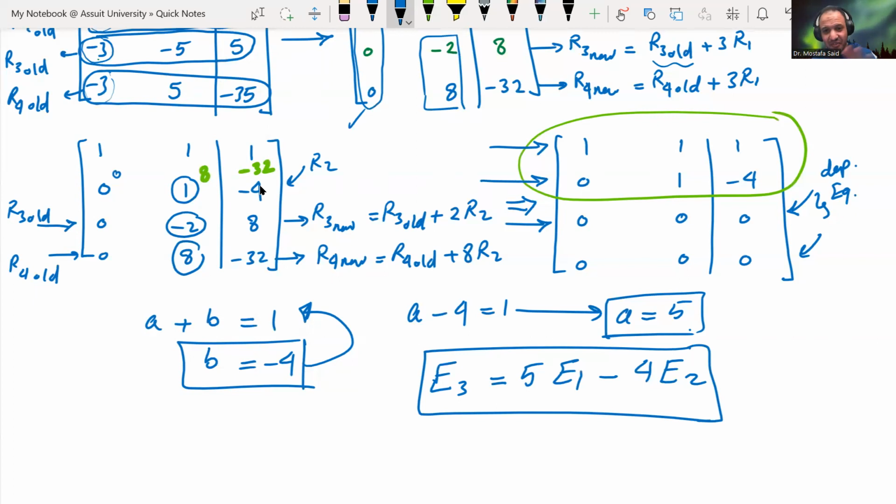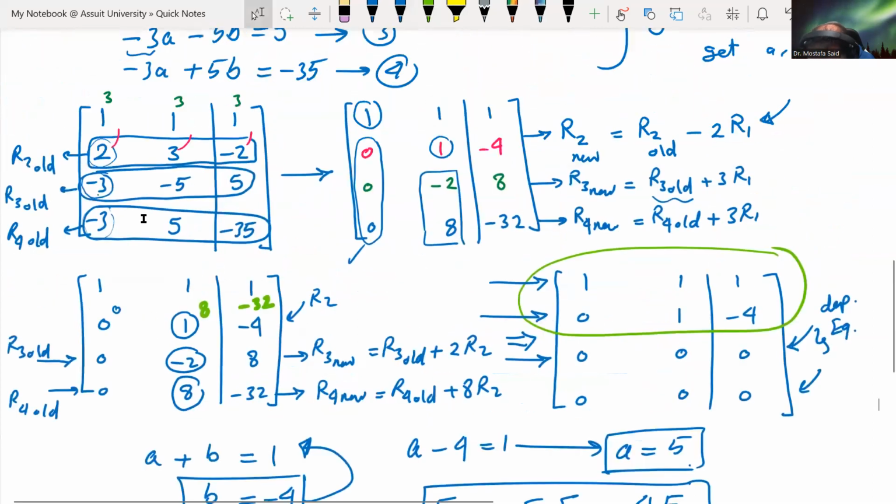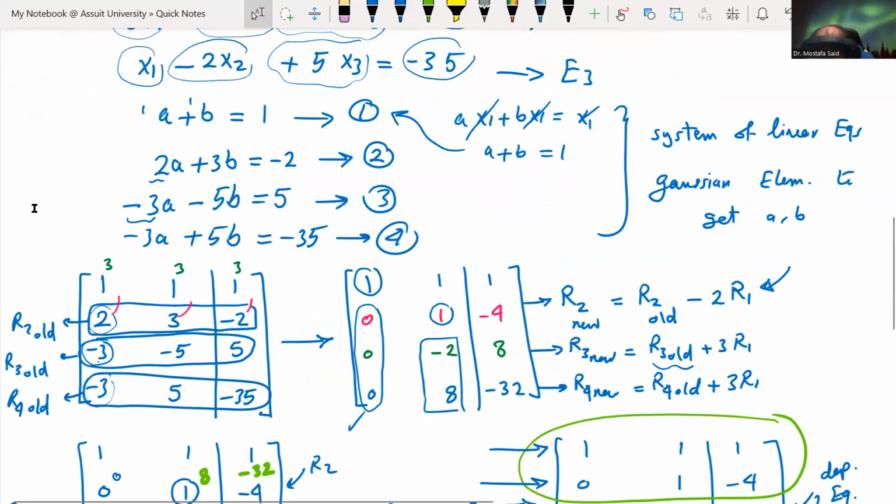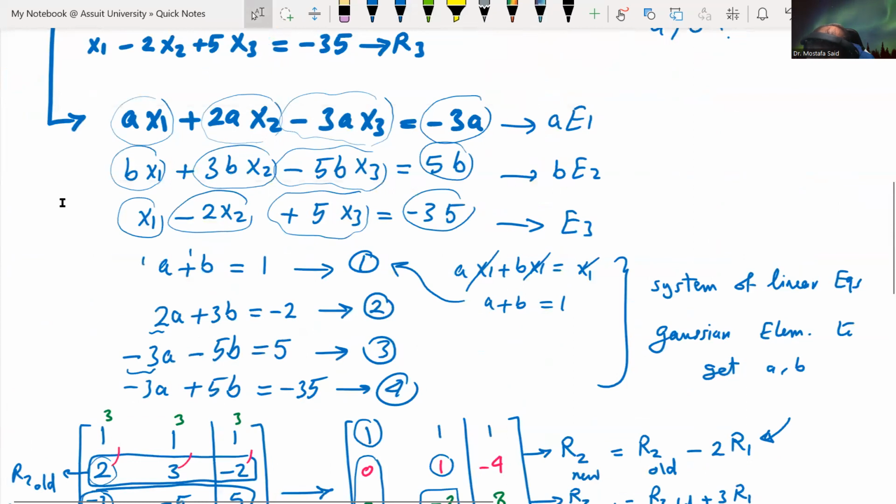Yes, we can do that very easily. What you need to do is multiply 5 by equation 1, multiply -4 by equation 2, and add them together. You should get R3, or equation 3. So let's do that. We can look, yeah, so it's in here. Even we can do that here. So let's see.